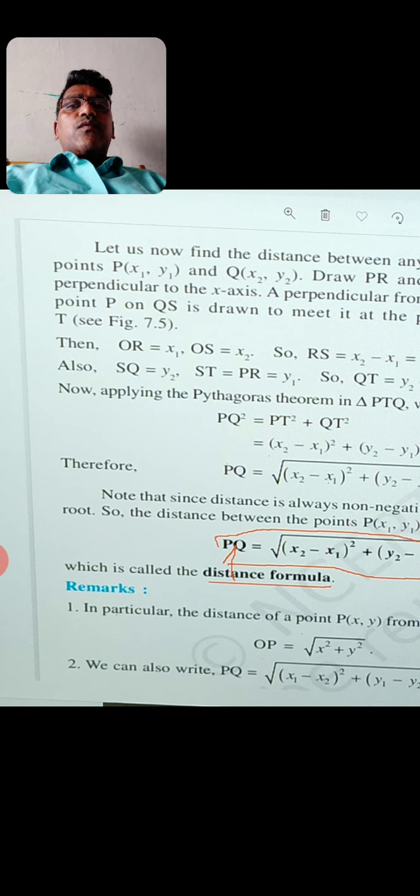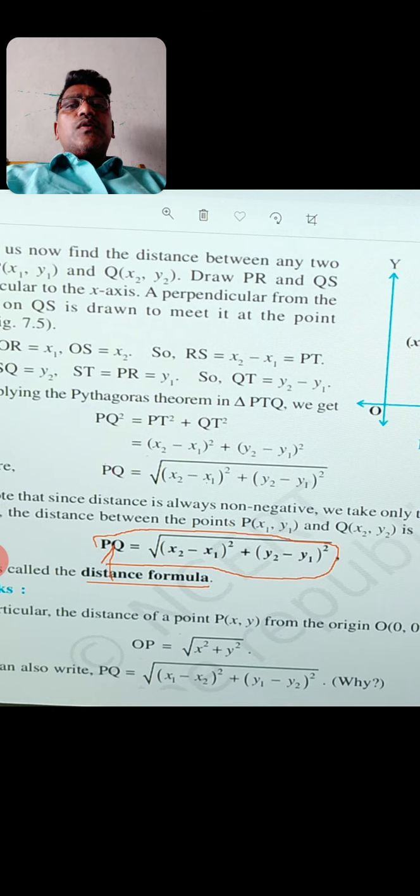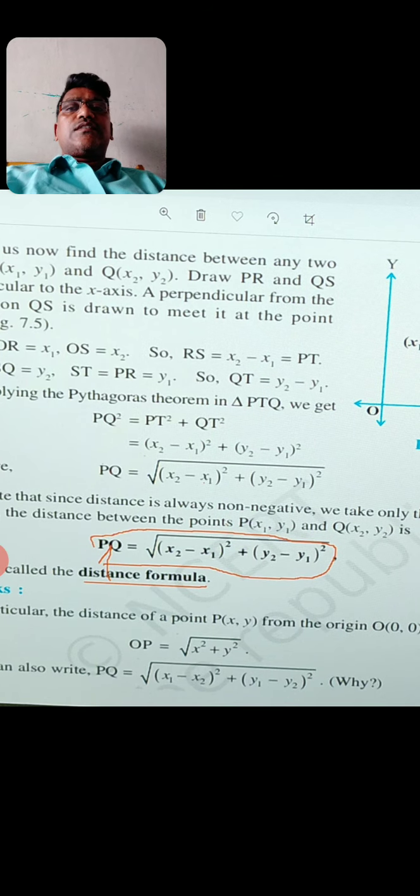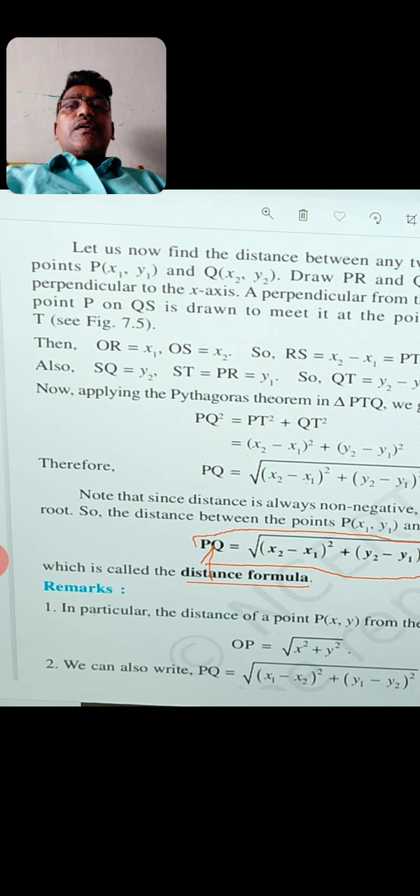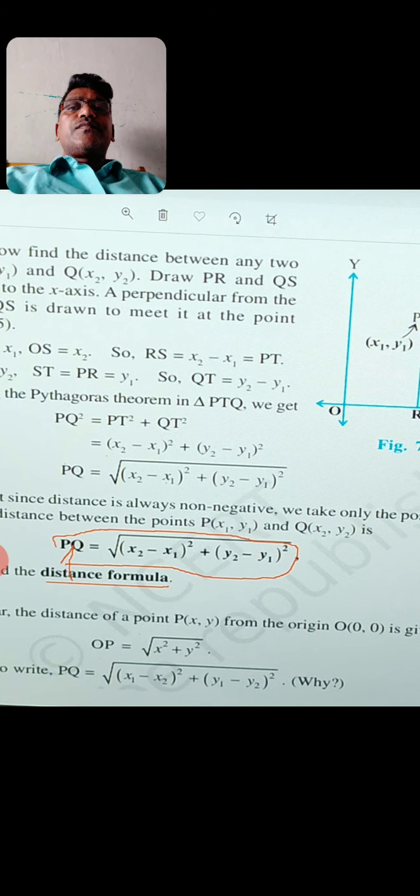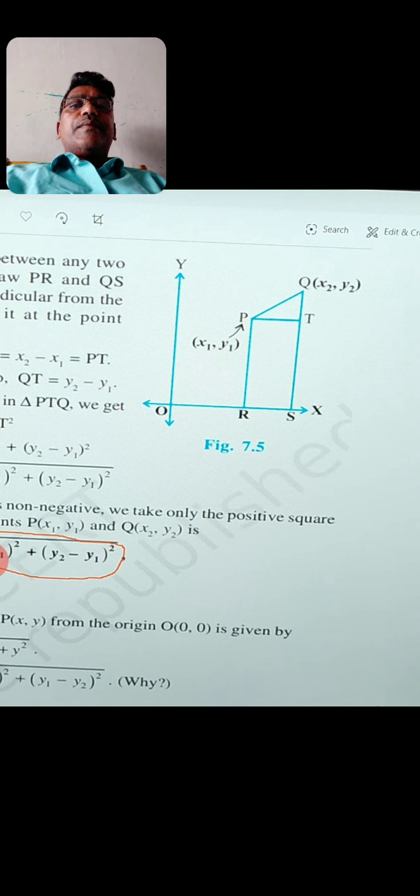Then OR equal to x1, that is the distance from the x, and OS equal to x2, and RS equal to just the subtraction, x2 minus x1, equal to PT also. Here QS equal to y2, ST equal to PR equal to y1. So QT equal to y2 minus y1. So we are ready with the measurements of QT, RS, and PT. So now we are going to find the distance PQ.